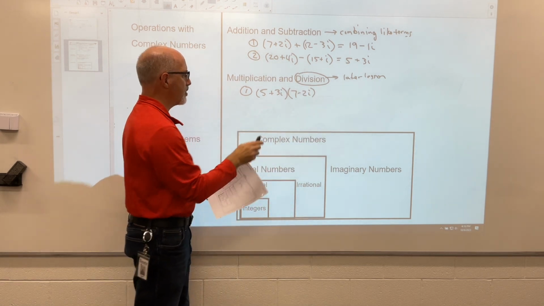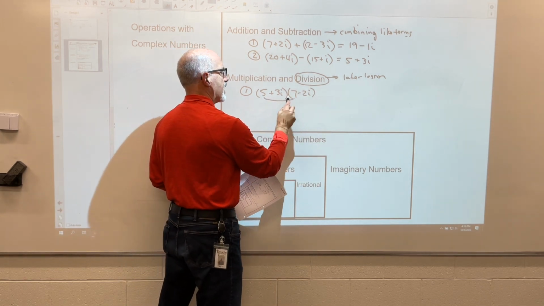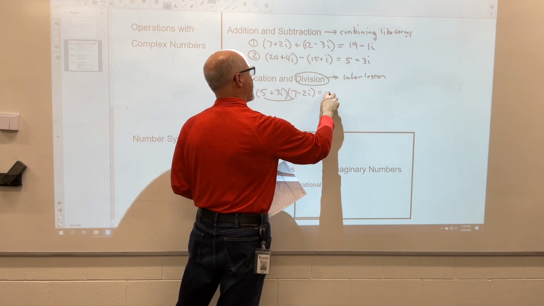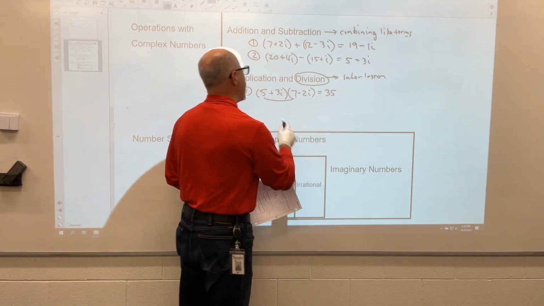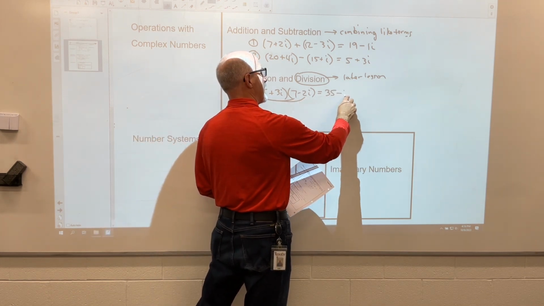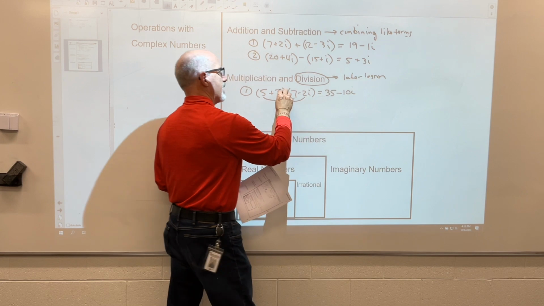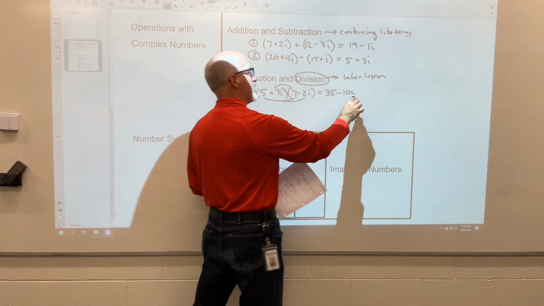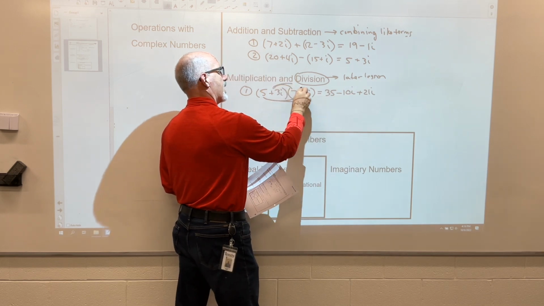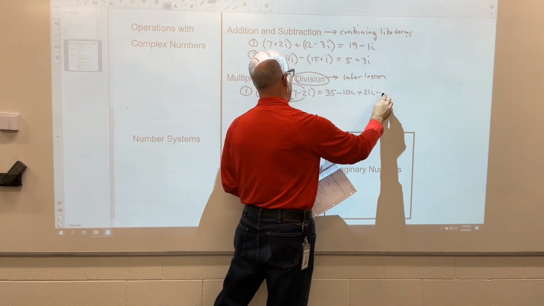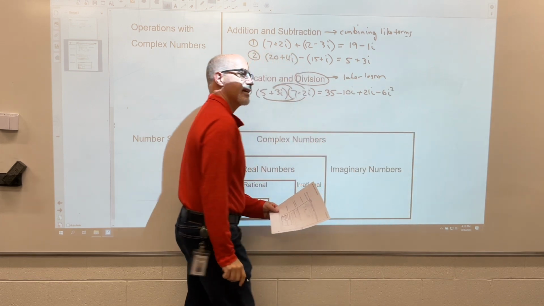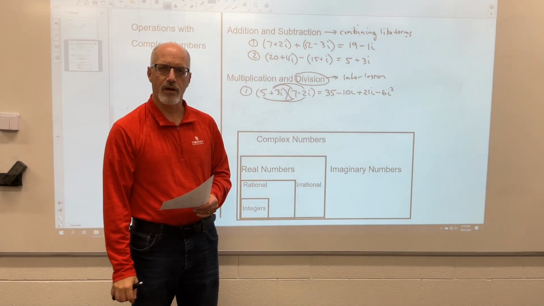Now in our double distributive, you're going to go 5 times 7, which is 35. And then we're going to do 5 times negative 2i, that's going to be negative 10i. And we'll do 3i times 7, that's plus 21i. And then 3i times negative 2i is negative 6. Now here's something different. i times i is i squared.